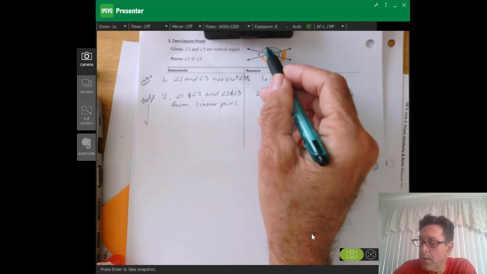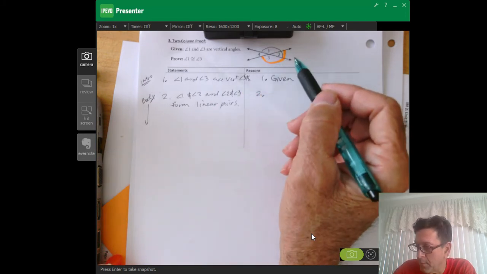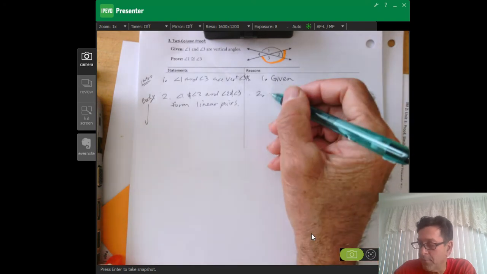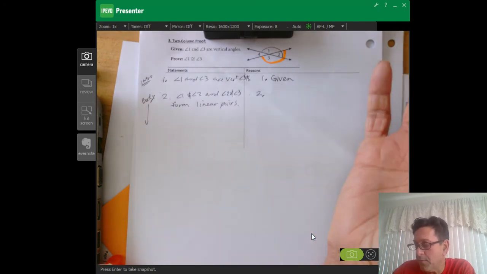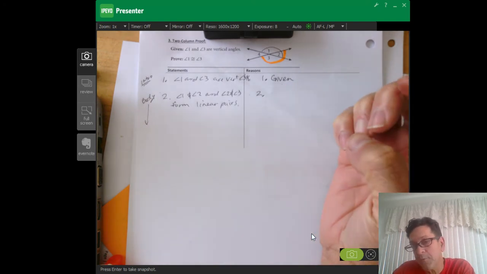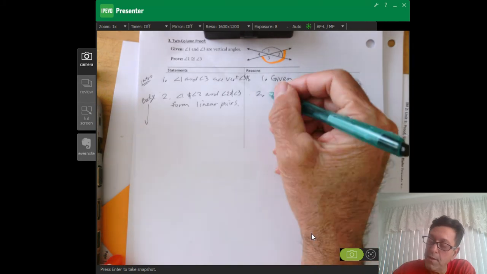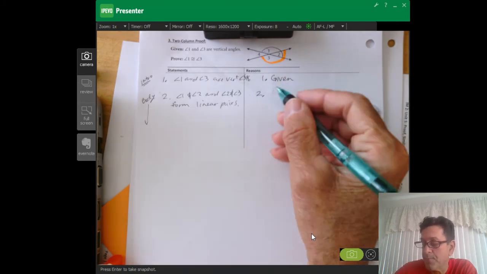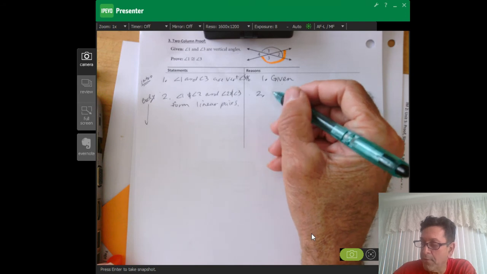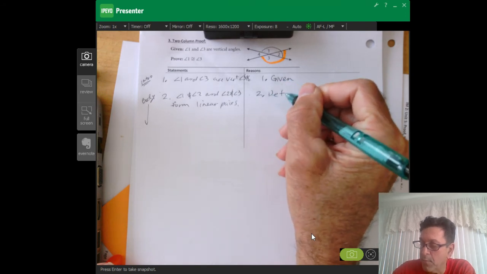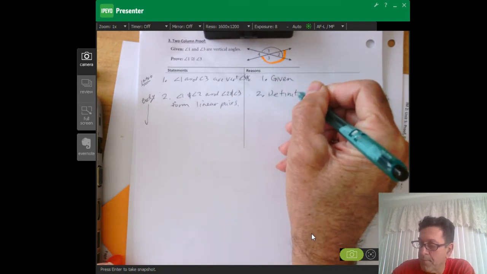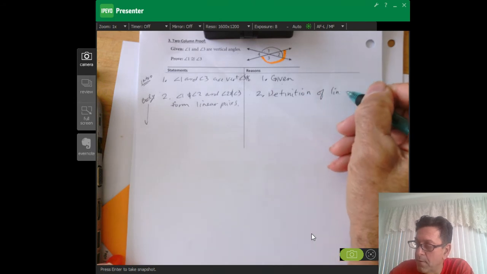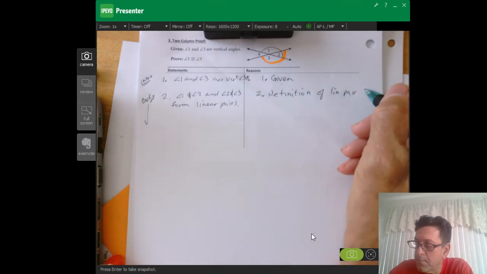But we know what a linear pair is, and remember, what is a definition? What is a definition? It is what we know about something, as opposed to a theorem or postulate or something like that. So what it is, definition, and so that's what we know. Definition of linear pair.